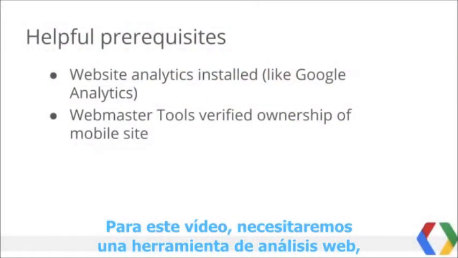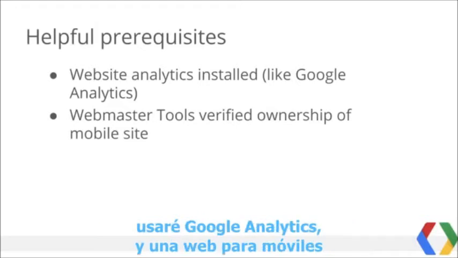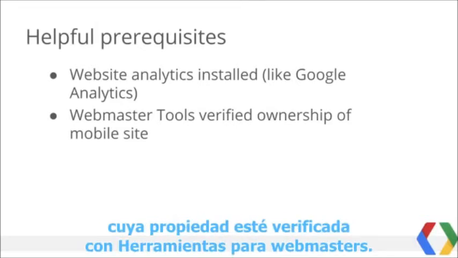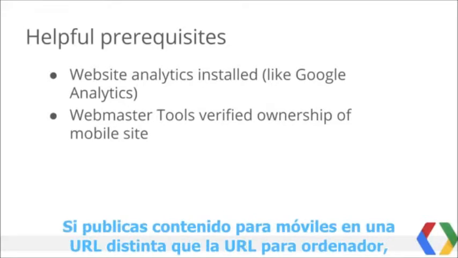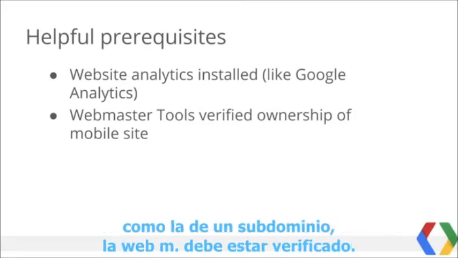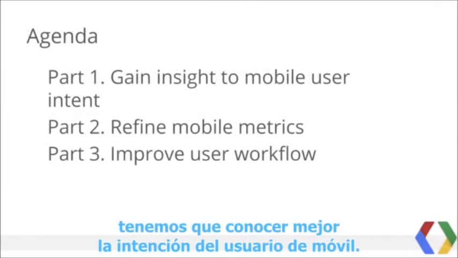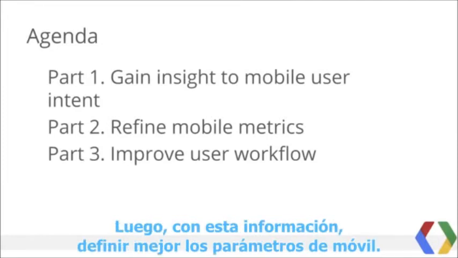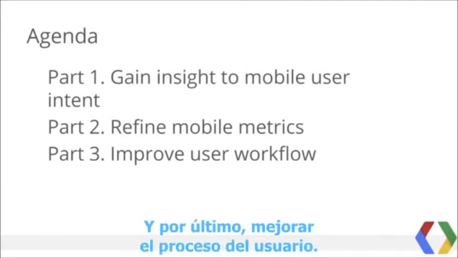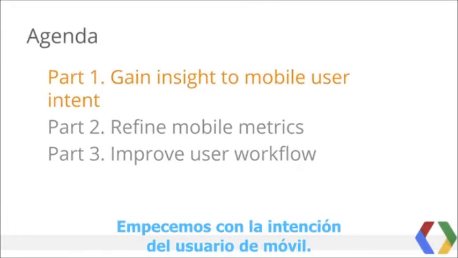Helpful prerequisites for this video include web analytics. I'll be using Google Analytics, as well as Webmaster Tools' verified ownership of your mobile site. If you publish mobile content on a separate URL from desktop, such as on a subdomain, be sure the m.site is verified. To optimize mobile task completion, we first need to gain insight to mobile user intent. Then, with this knowledge, refine our mobile metrics, and last, improve user workflow. We'll begin with gaining insight to mobile user intent.